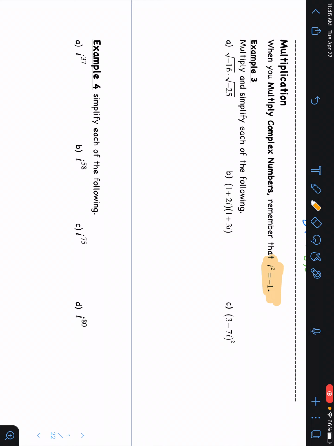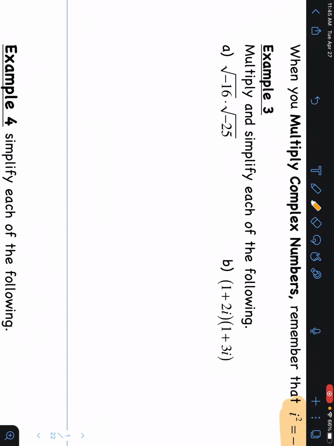All right, so example 3a. We're going to multiply and simplify each of the following numbers. Whenever we multiply, dealing with square root of negative numbers, we always want to pull out the i first. So the square root of -16 is 4i, and the square root of -25 is 5i. Remember, when you have a negative inside of a square root, you pull out an i.